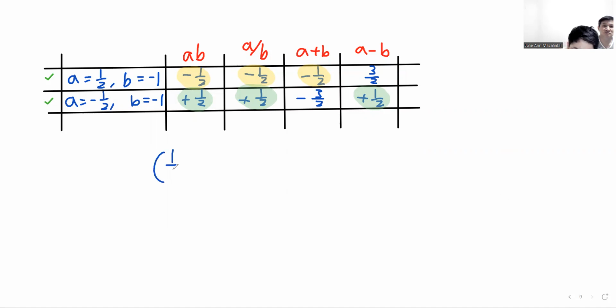So to summarize, we have these ordered pairs A, B: negative 1/2, negative 1. This is our final answer.